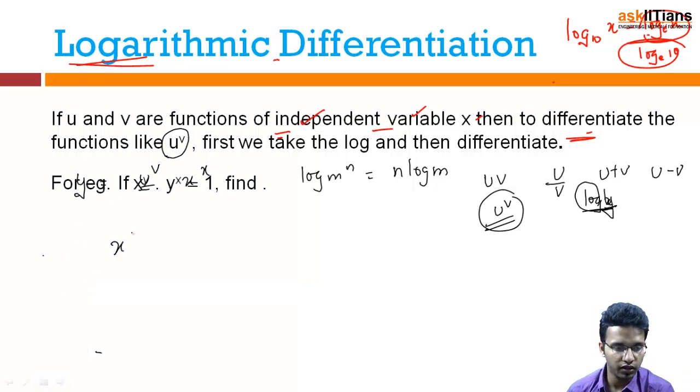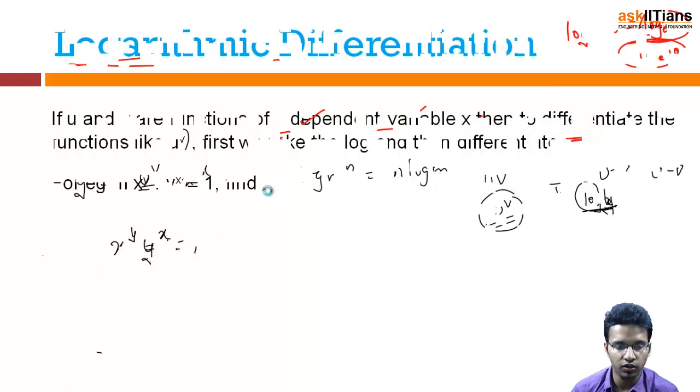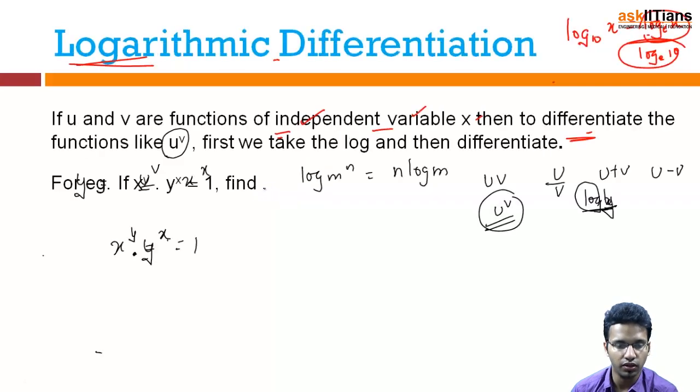So this is the example given. If x raised to power y dot y raised to power x is equal to 1, we have to find dy by dx, that is missing here, that you can add. We have to find dy by dx. So now in this case again you can see that this is even more interesting, isn't it?